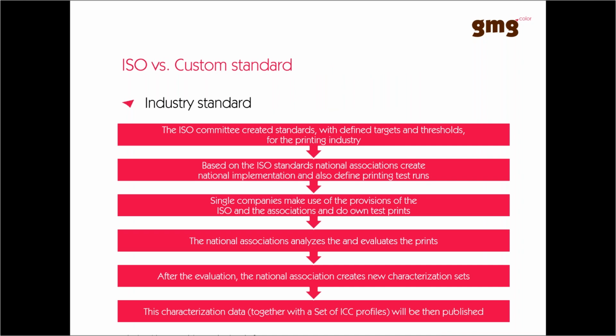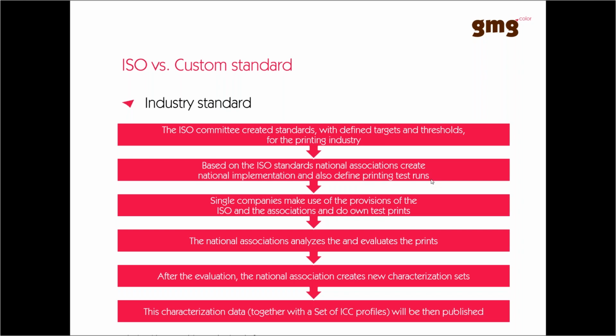For the industry standard, there was the procedure as I already described before. The ISO community has created an ISO standard, and in there you have defined targets and thresholds for the printing industry. Based on these ISO standards, national associations have created a national implementation, plus they've defined some print runs. And these print runs were, for FOGRA 51 as example, already defined in 2013.